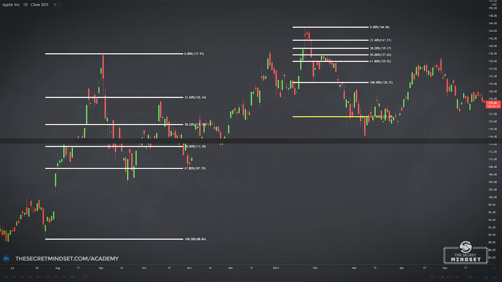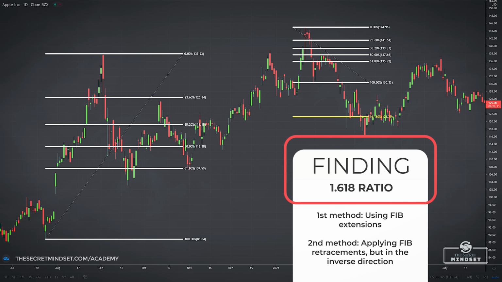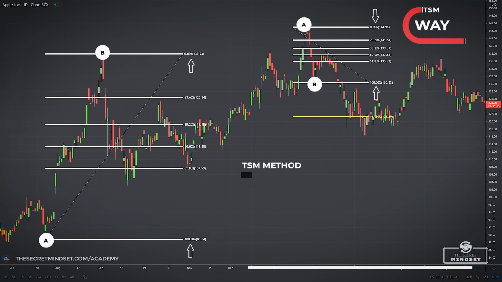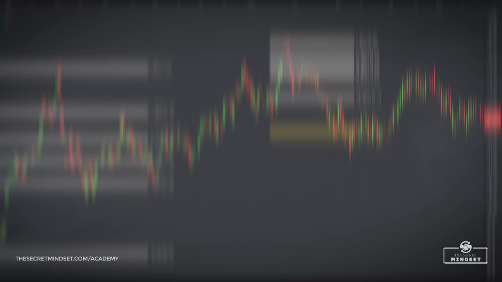In order to find the 1.618 ratio, you could use Fib extensions, but I like to do it in another way. The correct way to apply a Fib retracement is from a swing low to a swing high in an uptrend, meaning from point A to point B, and from the swing high to the swing low in a downtrend. To find the 1.618 ratio, I add the Fib retracement from point B to point A, so the other way around. I know it might seem weird or incorrect, but this is how I like to find the 1.618 ratio.